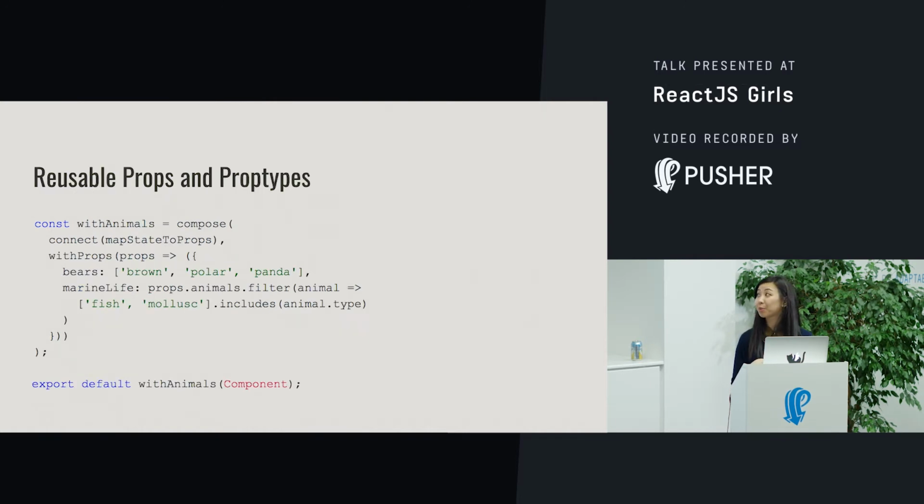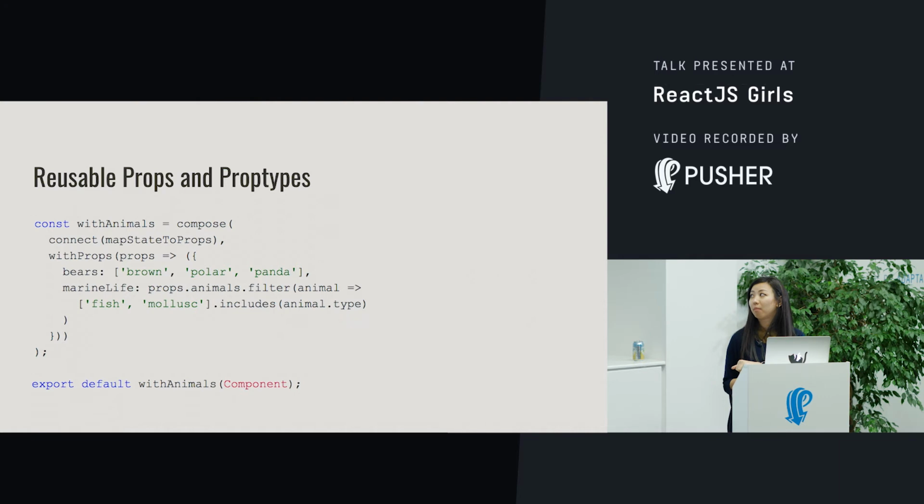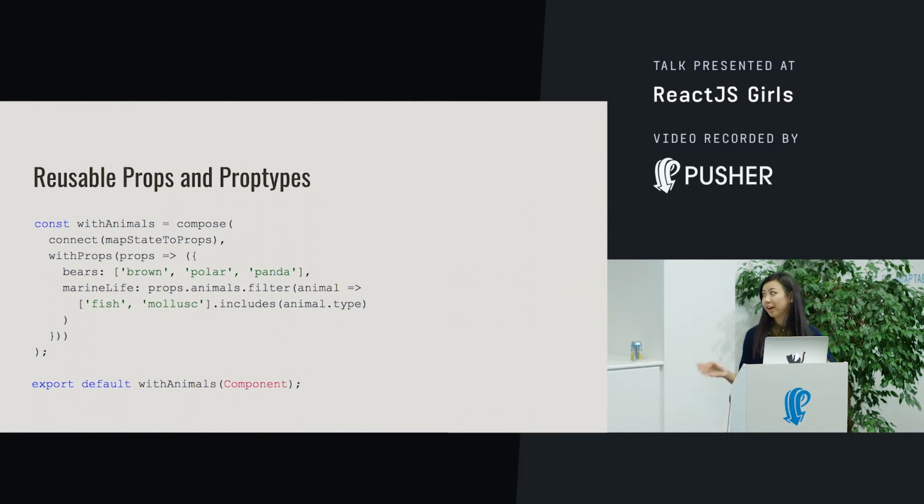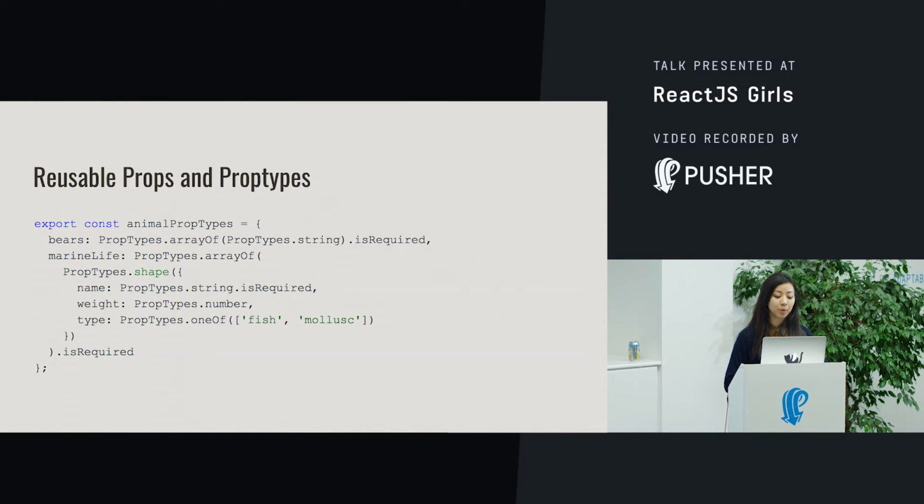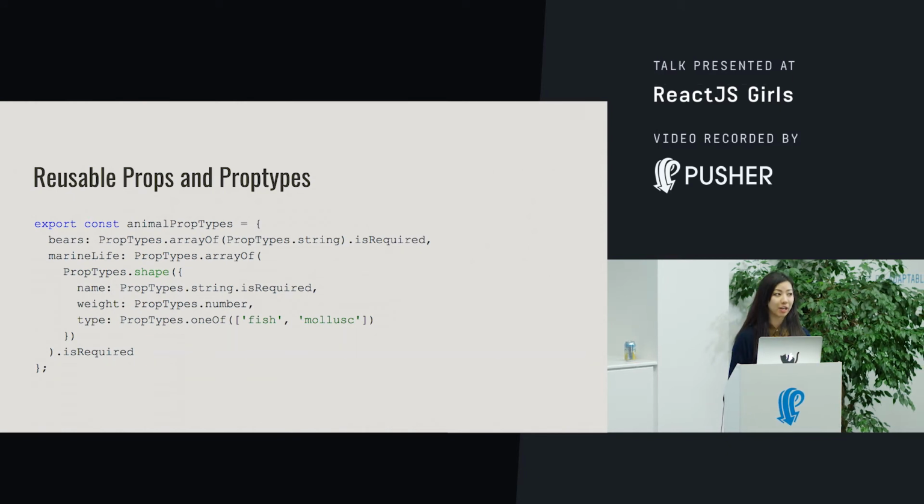We can use higher order components to create reusable sets of data. So if you find you've got a component that needs the same shape of props quite often, you can abstract that and use it multiple times in multiple areas. And if you're going to do that, you can export the prop types shape as well, so you don't have to declare this for multiple components.